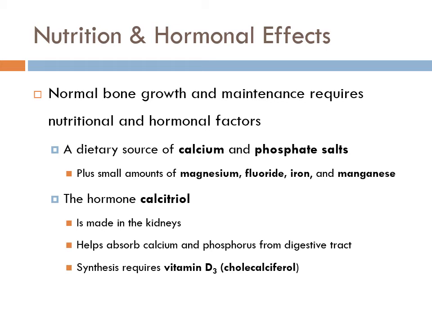Then there's a couple of hormones that are important. The hormone calcitriol is made in the kidneys, and it aids in the absorption of calcium and phosphorus from the digestive tract. So you can eat as much calcium as you want, but without calcitriol, you can't absorb the calcium. So calcitriol is very important, and the synthesis of calcitriol requires vitamin D3.